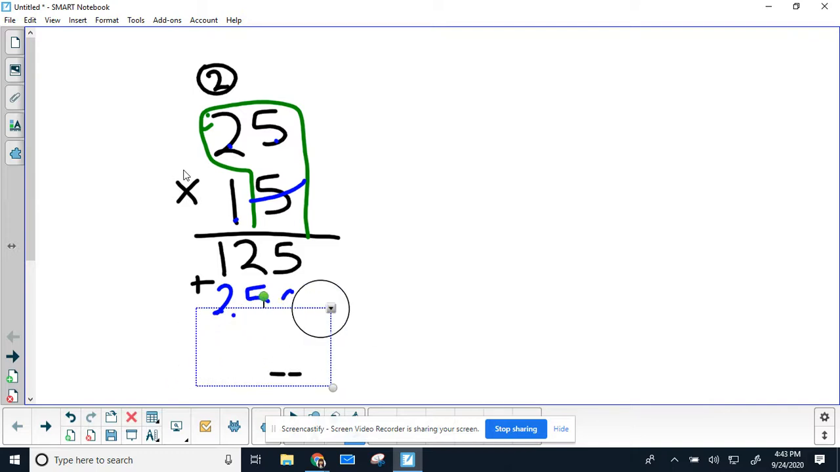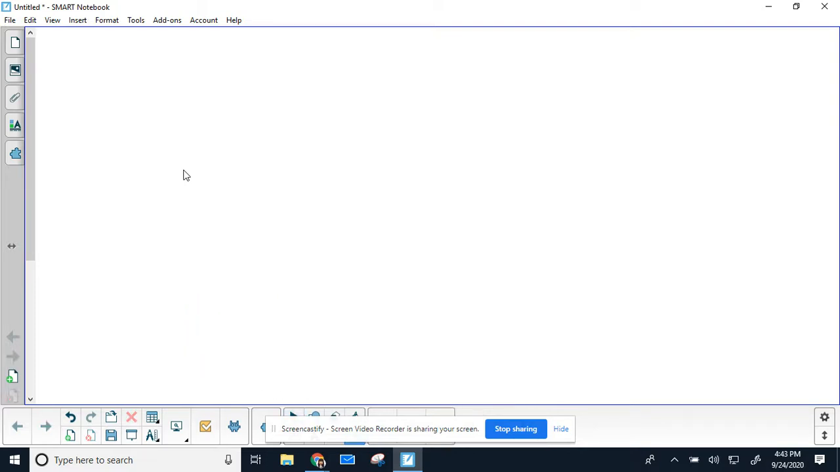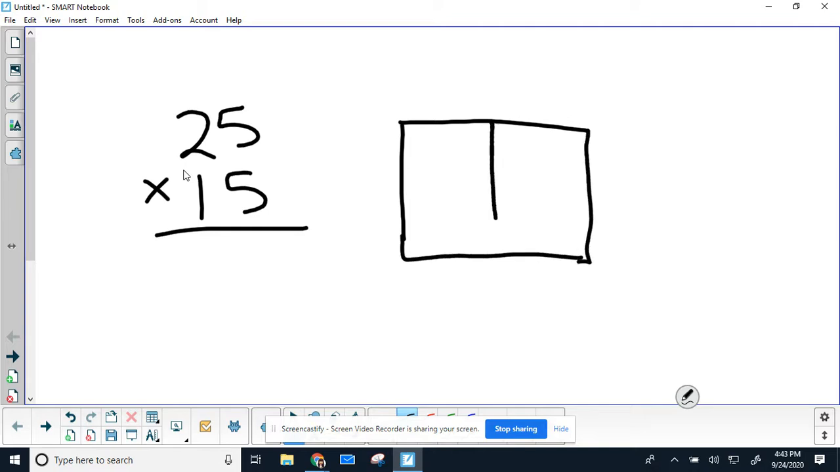Okay, so now we're going to go to box method. So same problem. Okay, so I'm going to write my problem here, and then I'm going to come over here and draw my box. Your book makes them all different sizes. I don't like to do that. I just make them all even like that.